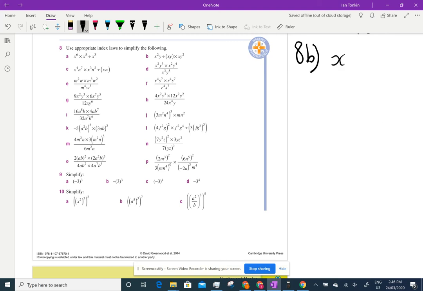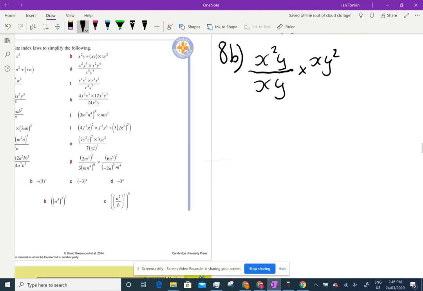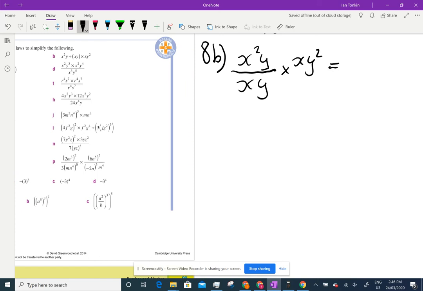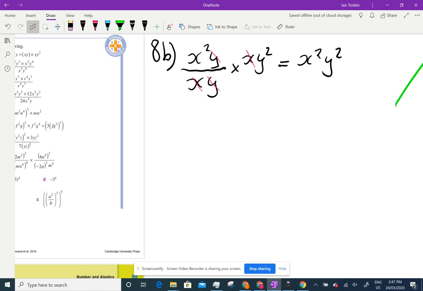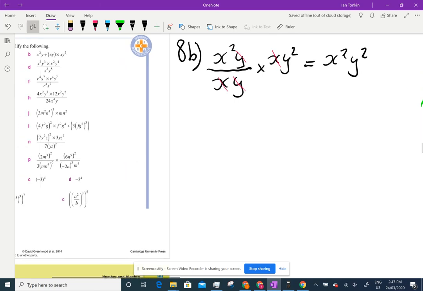So what have we got? X squared y divided by xy times y squared. I'm a fan of cancelling. It's just how I work. You might do the subtraction, then do the addition. It's just easier, I reckon, to do the cancelling. That y goes, that y goes, that x goes. I'm only left with things on the top: x squared, y squared. This is 8b, so I'm just checking my answers as we go. Yep.